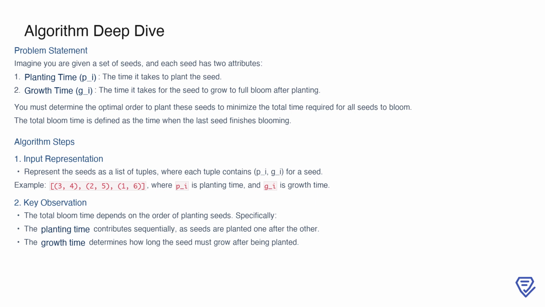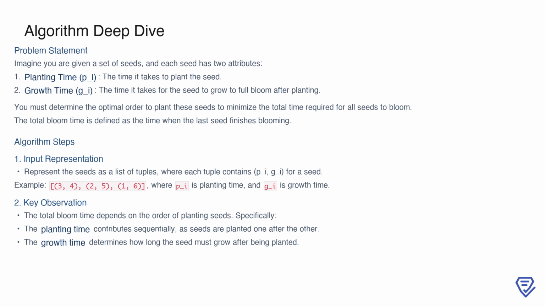Now, the key challenge lies in deciding the order in which we plant these seeds, as the planting times accumulate sequentially, while the growth times determine how long each seed takes to bloom after planting. To represent the input, we can store the seeds as a list of tuples, where each tuple contains the planting time and growth time of a seed. For example, [(3, 4), (2, 5), (1, 6)] represents 3 seeds with their respective planting and growth times.